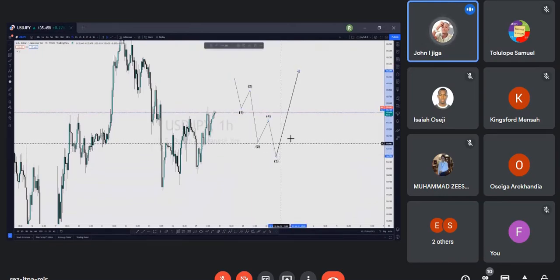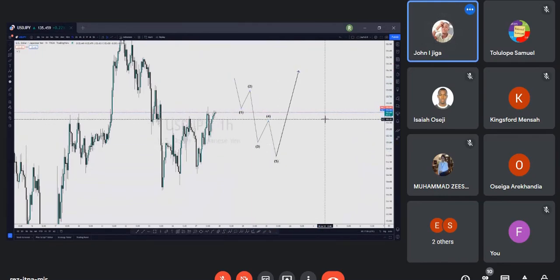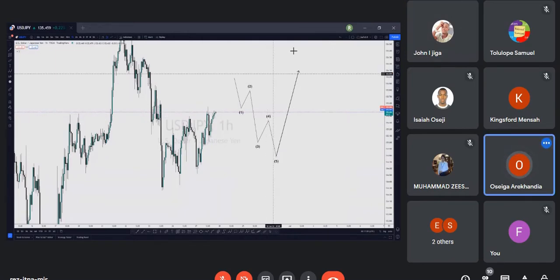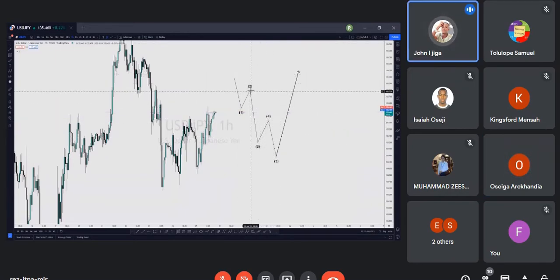How about now? Is this correct? Yeah, it is. So that's the basic rules of the impulsive wave: 1, 2, 3, 4, 5. Okay, so now adding the ABCD wave.